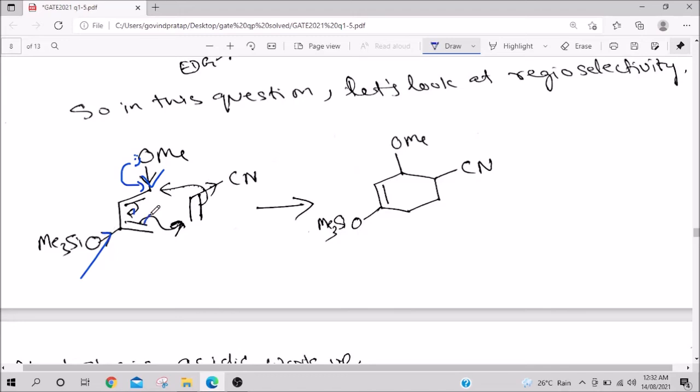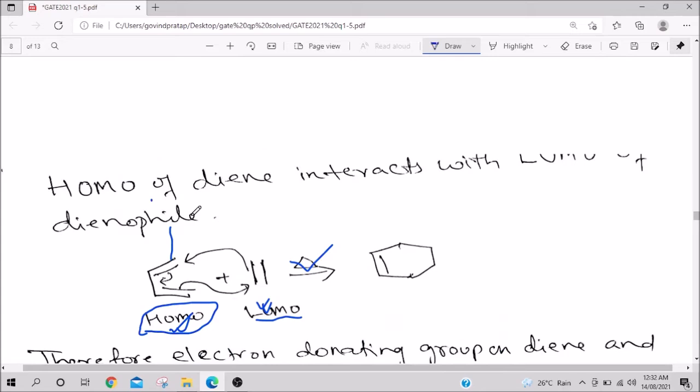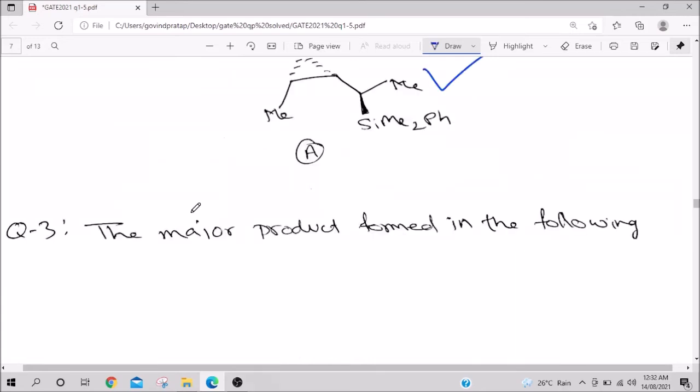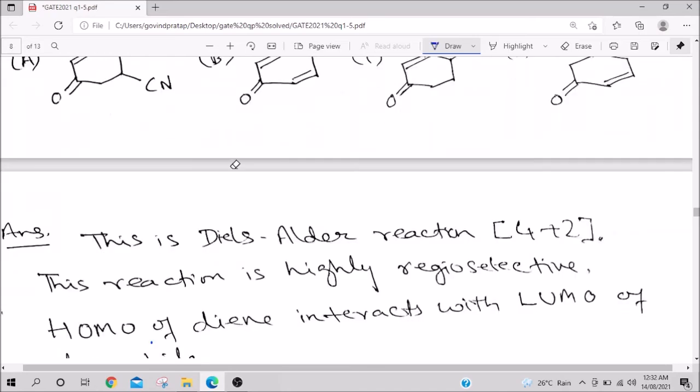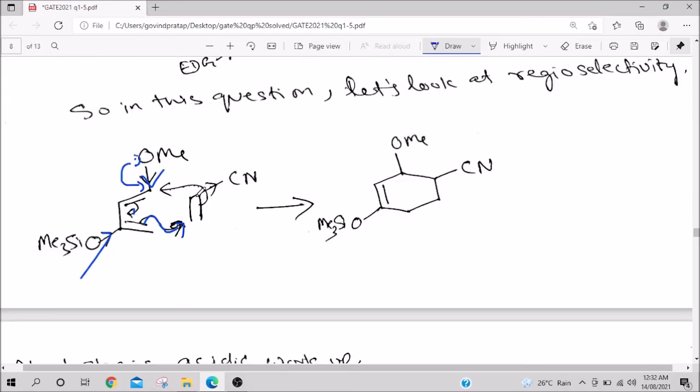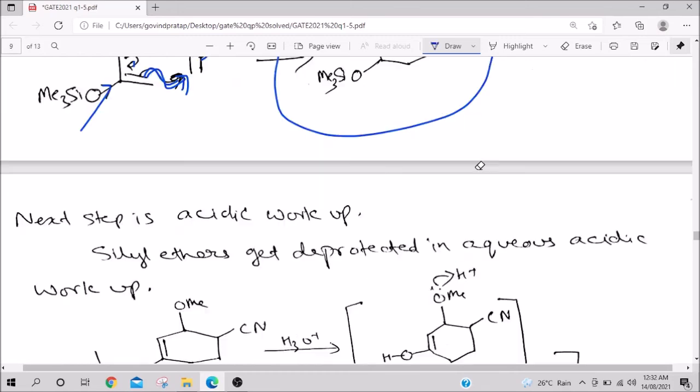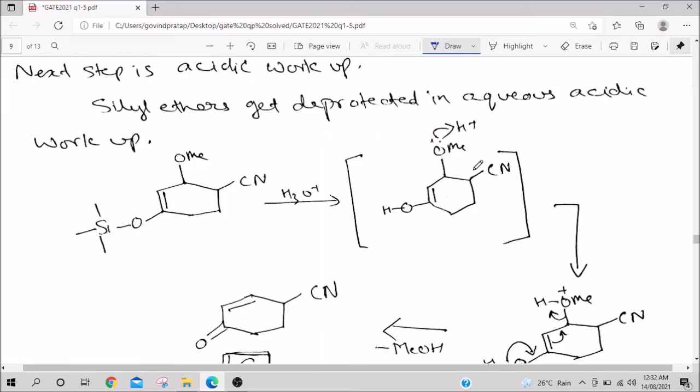So, the first attack will be from this side, and initially, if you remember, Cn was down. See the question, in the question Cs was down. So, you cannot react it like this because it has to accept, Cn has to be on top, so that this is what is coming out, and this attacks here, and then this comes out and goes here, and you get this product. Okay. The next step is acidic workup.